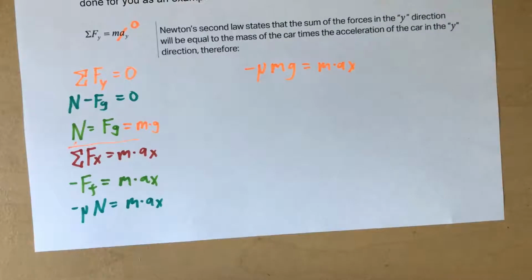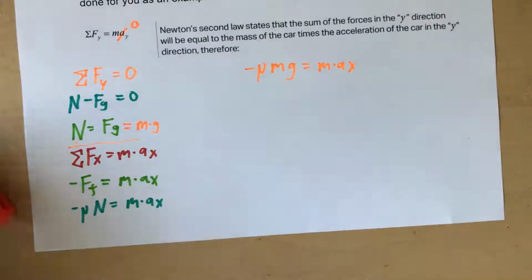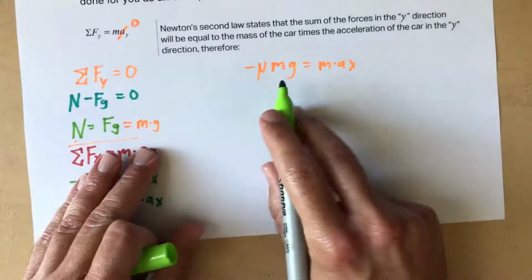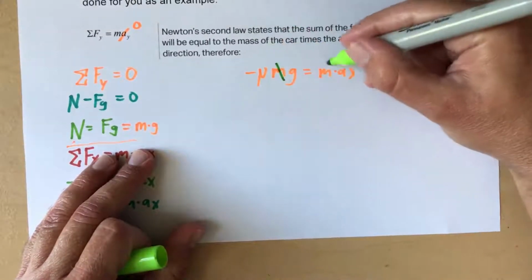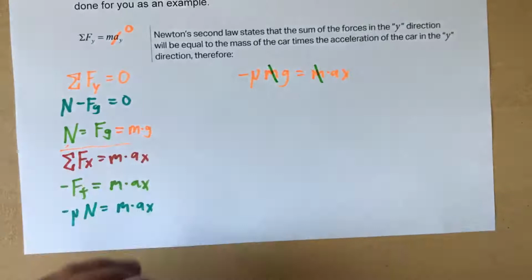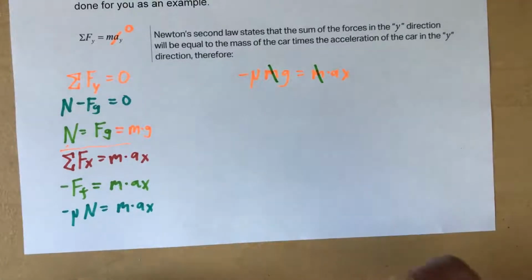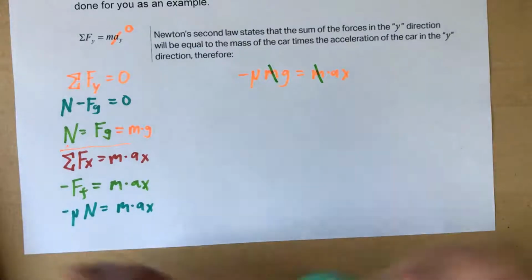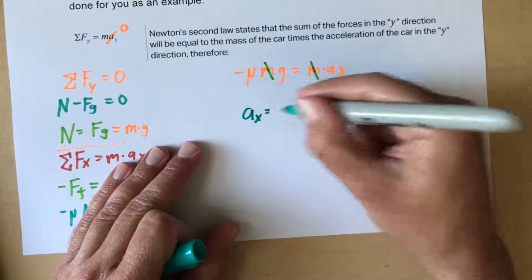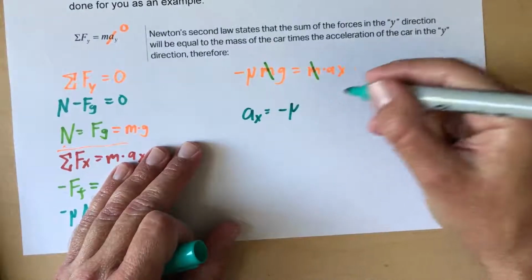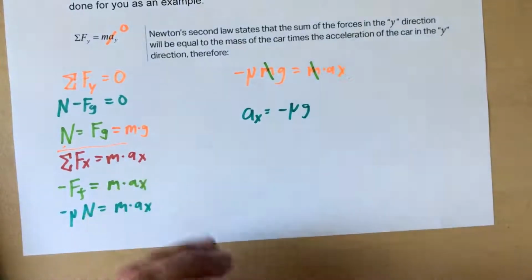Look at this. This is the first time we've seen in one of these cases something that happens a lot in physics. You have a mass on this side of the equation and you have a mass on this side of the equation. So the masses cancel out there. So it turns out that the mass of the car doesn't make any difference in terms of the acceleration. How can that be? Well, let's go ahead and solve for this. So the acceleration in the x direction is negative mu times g.